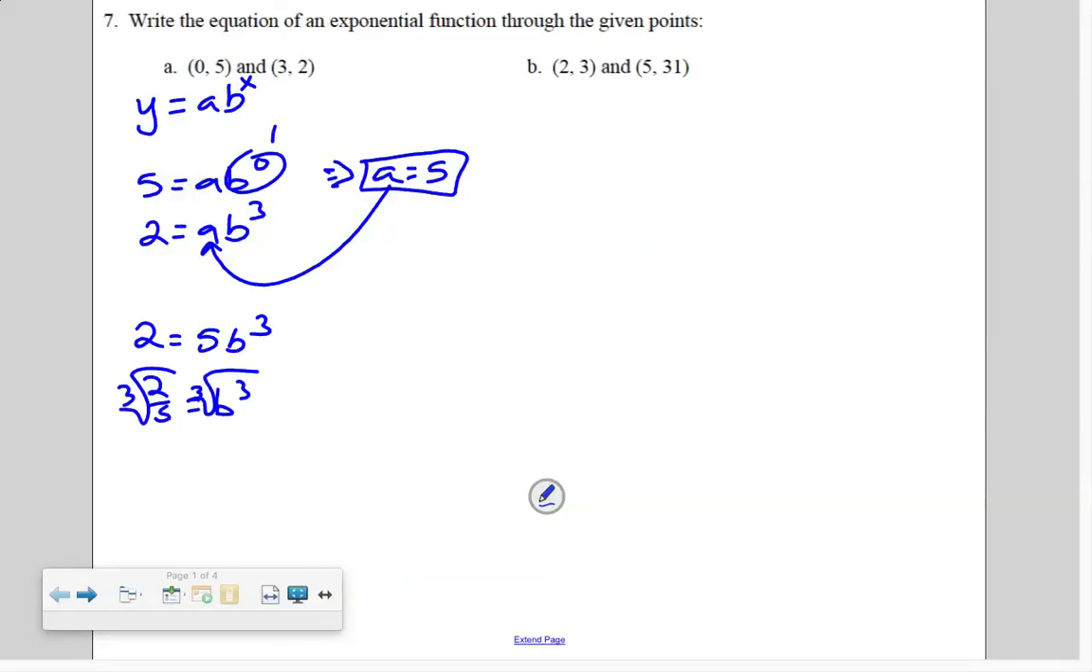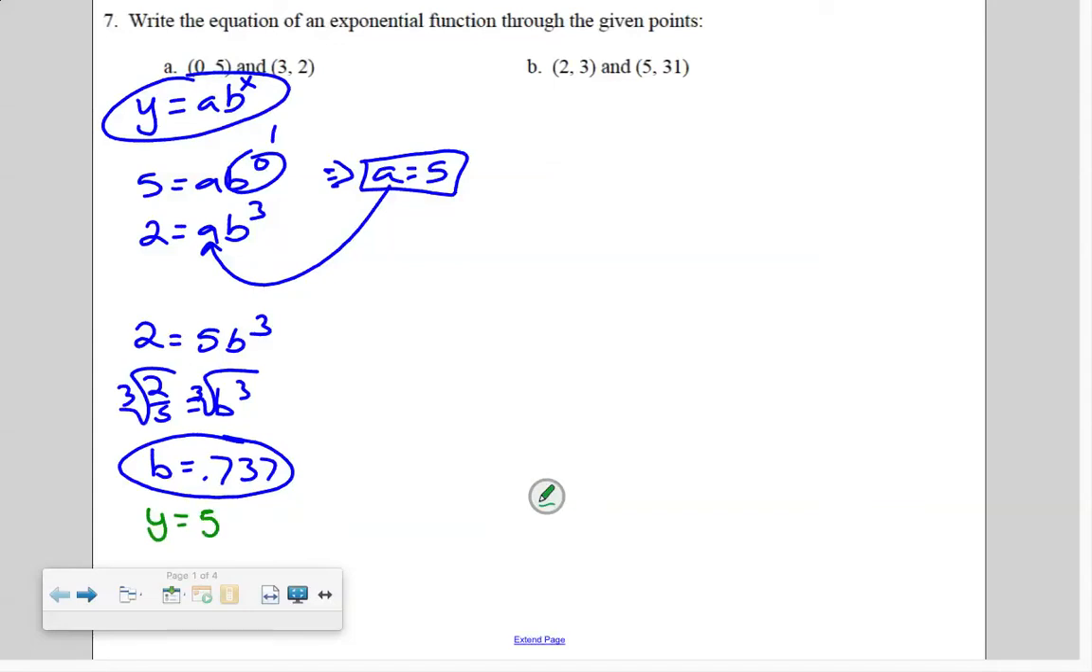Now remember, the cube root button is underneath the math button on your calculator. So cube root of 2 over 5, we get b equals 0.737. So to write the equation of this exponential function, we need to just plug that a and b into the original piece that we have up here. So our final equation, we get y equals 5 times 0.737 raised to the x power.